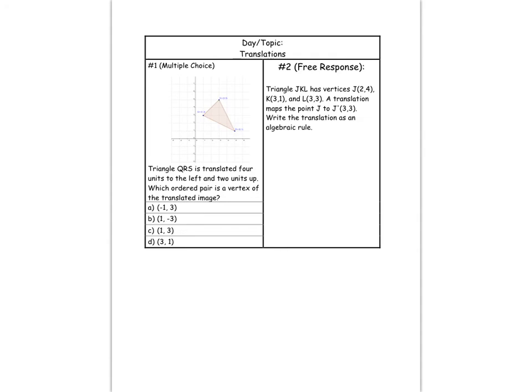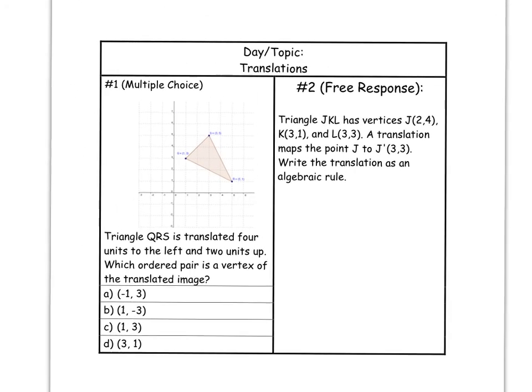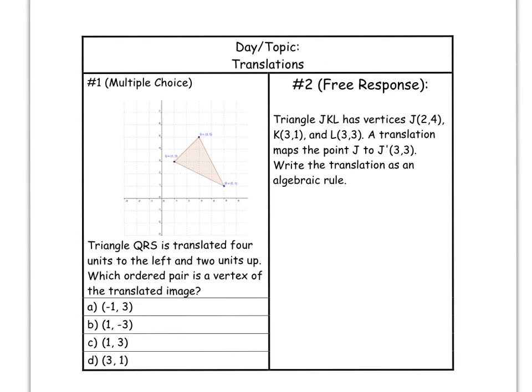Okay, now it is your turn. So we have multiple choice question number 1. Triangle QRS is translated 4 units to the left and 2 units up. Which ordered pair is a vertex of the translated image? So keep in mind, vertices are where two sides of whatever figure meet. So these are our vertices right here.